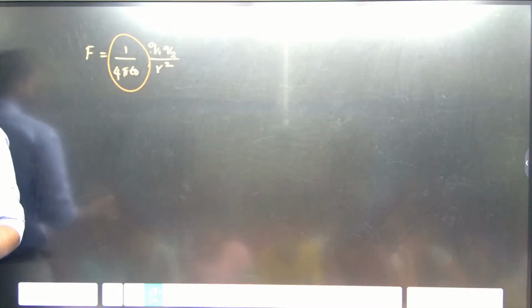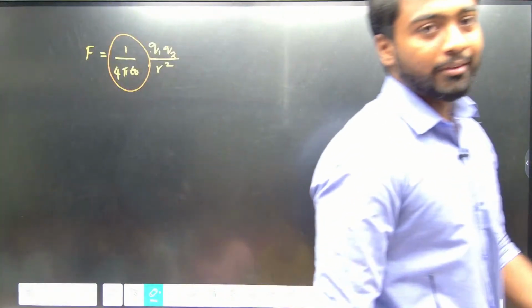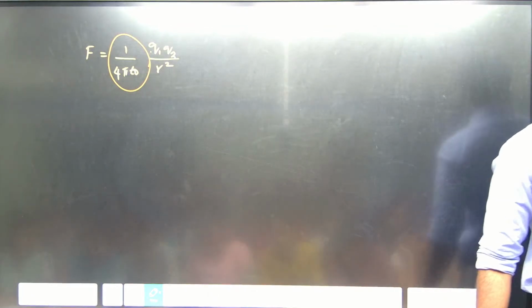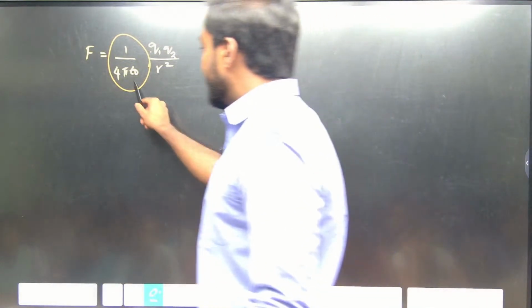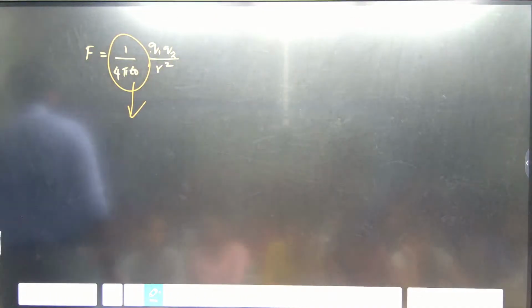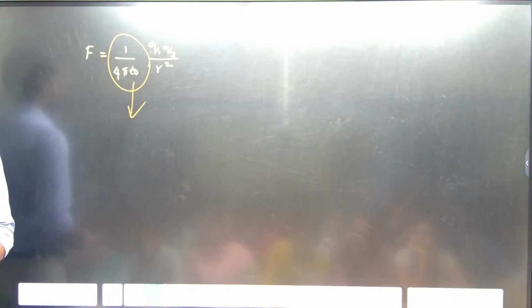When you talk about a gravitational force, whatever object you are throwing, obviously it will come towards the earth only. Write down the value of 1 by 4 pi epsilon naught, which is nothing but 9 into 10 power 9. So we will talk about this in detail in class 12th, the second year portion we will see.